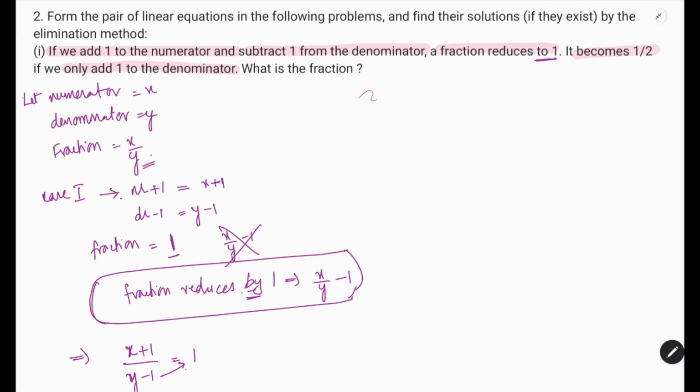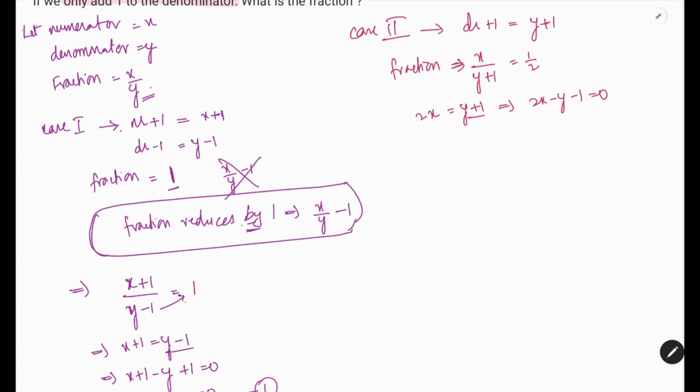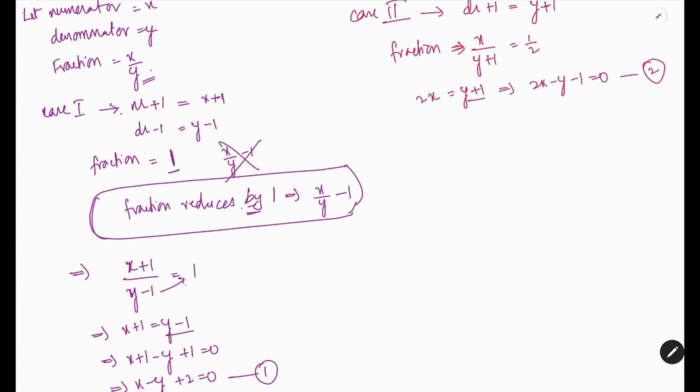Here this is case 2. If we add 1 to the denominator, it will become y plus 1. The numerator is as it is. So the fraction is numerator by denominator: numerator is x, denominator is y plus 1. So here the fraction becomes 1 by 2. So we will solve this equation: 2x equal to y plus 1. Bring these two terms to the left side: 2x minus y minus 1 equal to 0. This is the second equation.